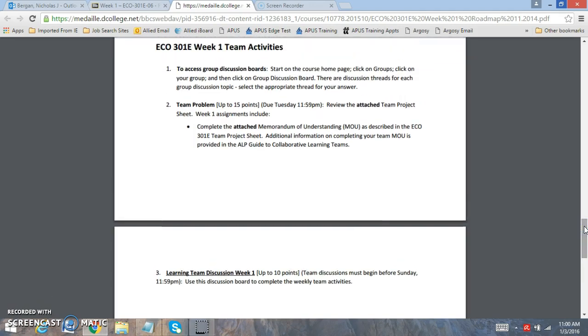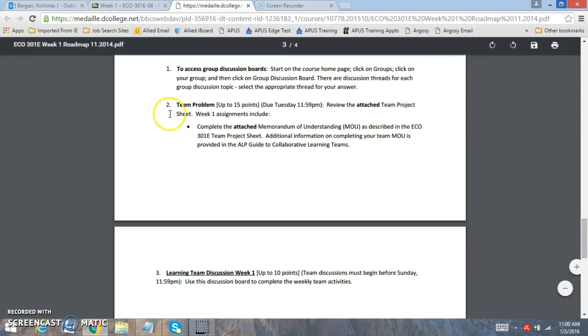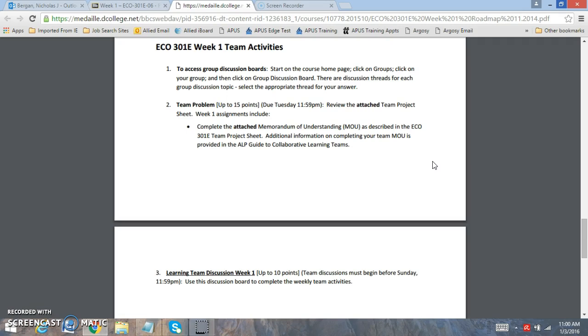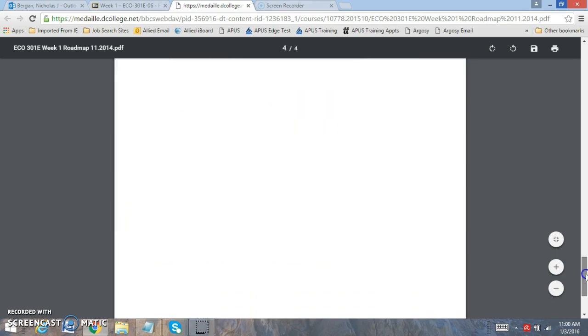For the team activities, you're going to access the group discussion board. And you're going to complete the group activity in terms of the learning team discussion. And that's what you want to focus on. I'll set the learning teams by the end of the week, but let me know if you have any questions, but I think you'll find it very helpful to what we're looking at this week.